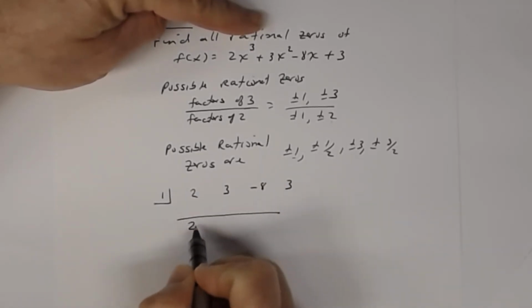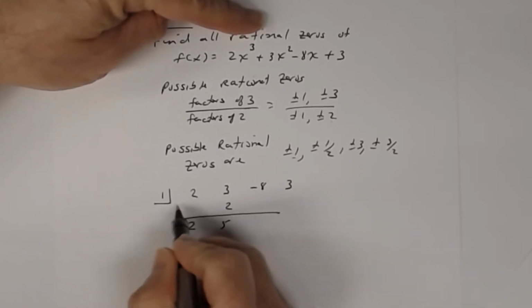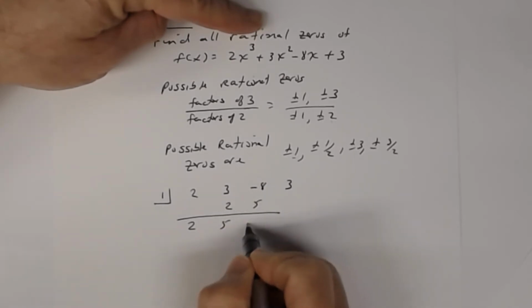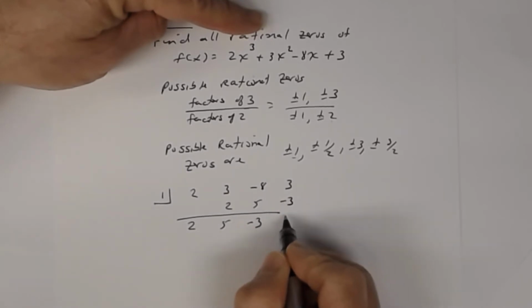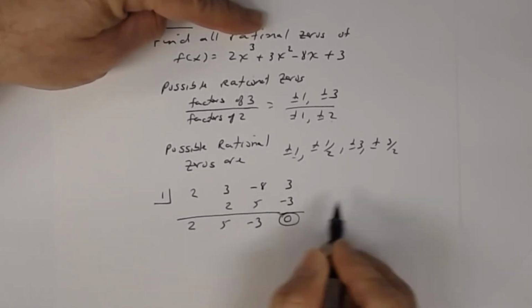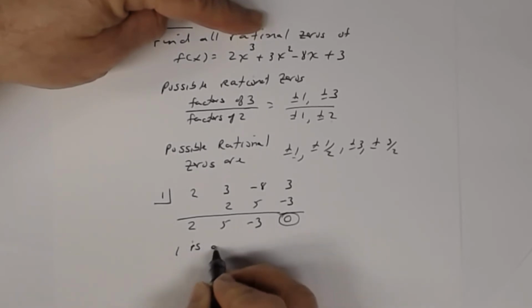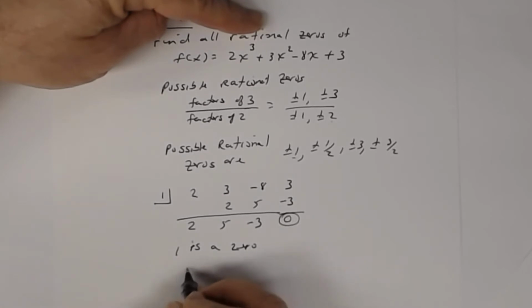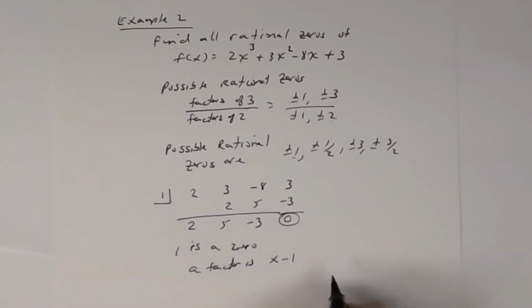All right, bring down the 2, we multiply. 1 times 2 is 2. Add, 3 and 2 is 5. Multiply, 1 times 5 is 5. Add, -8 plus 5 is -3. Multiply, 1 times -3 is -3. Oh, here we go. We got it already. So 1 is a 0. Okay? So since 1 is a 0, that means a factor is x minus 1. That's what that means.